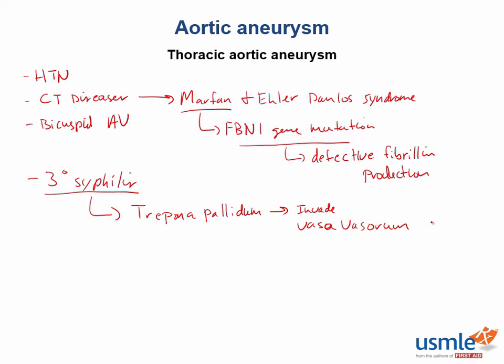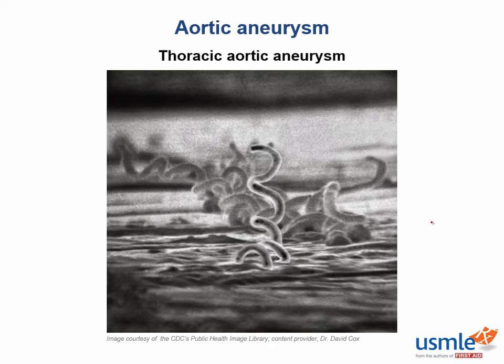And if the spirochetes here block off the vasa vasorum within the thoracic aorta, what do you think you'd see? There you go, you'd develop an aortic aneurysm. Now here you can see an electron micrograph of a biopsy taken from the vasa vasorum. The spirochetes here are actively residing within the vessel.